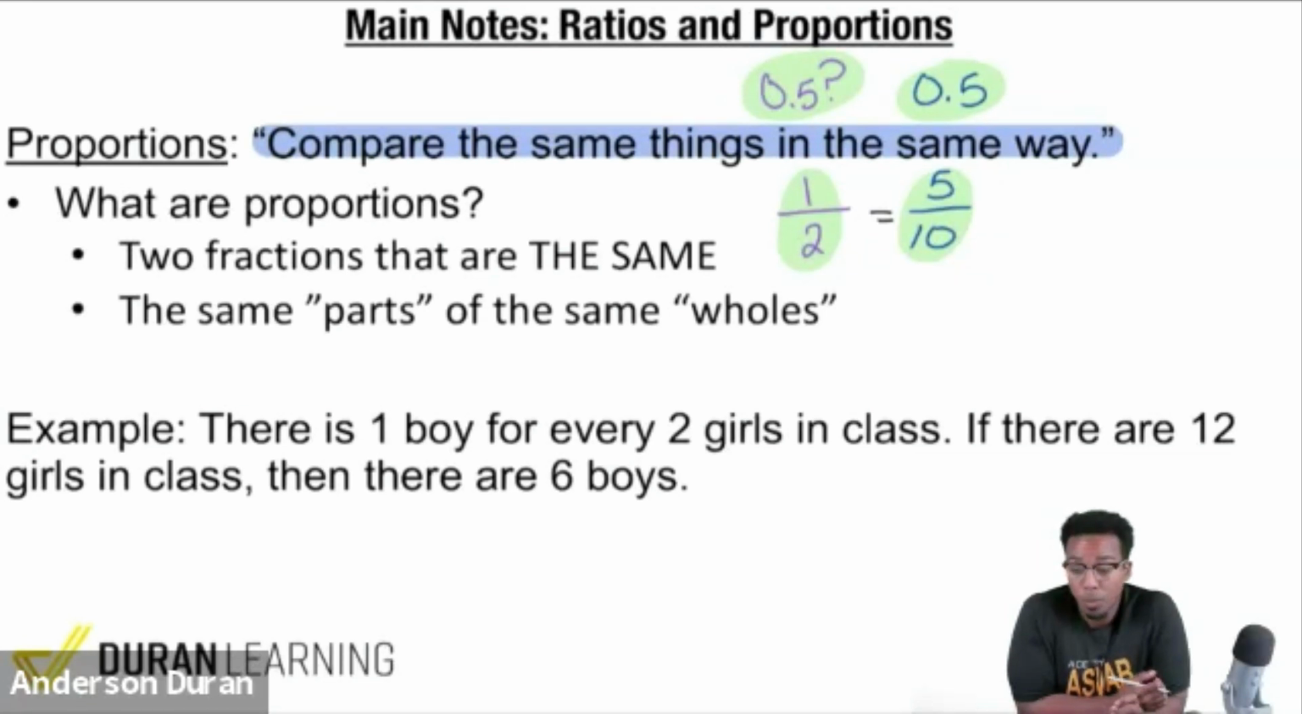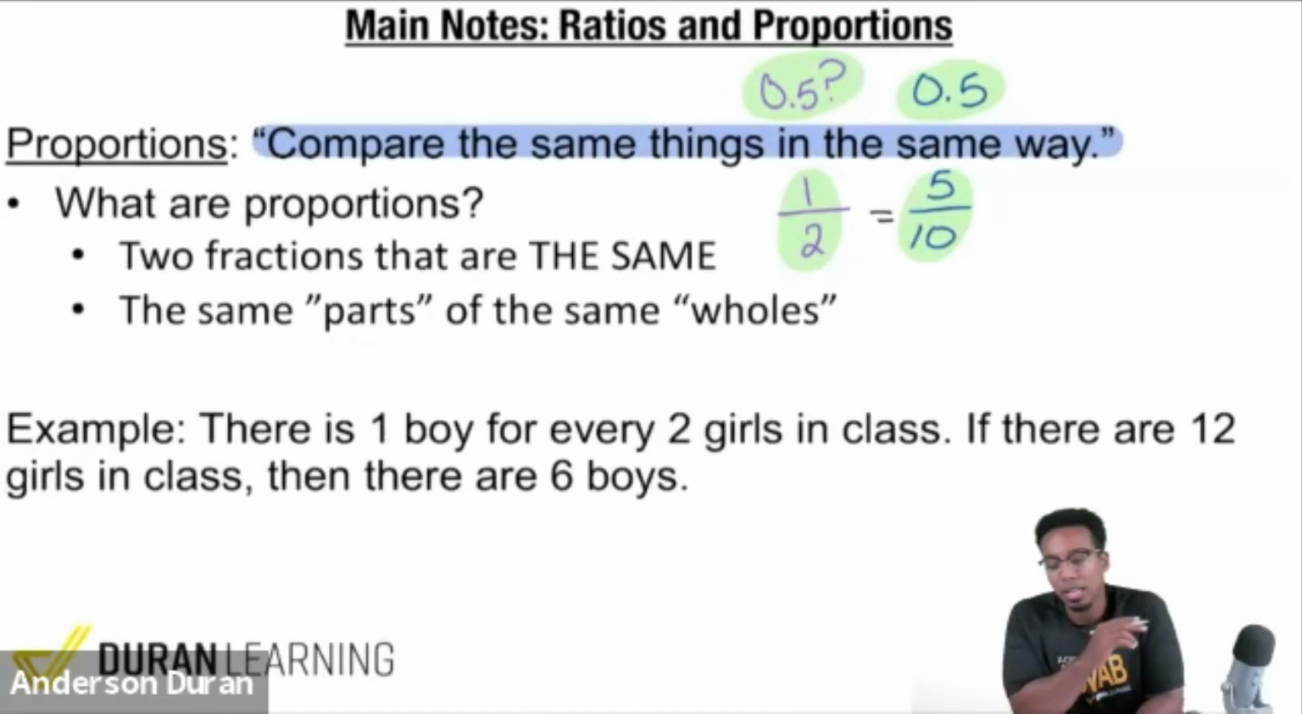Remember what I said here? Compare the same things in the same way. That is the cardinal rule of proportions. Let me show you what I mean here.